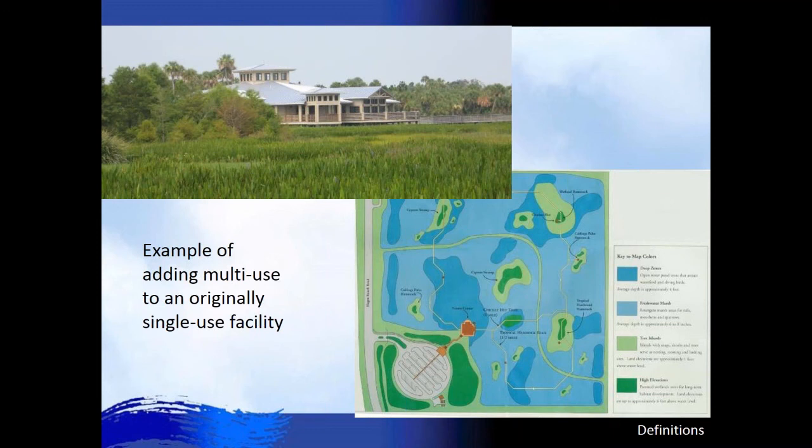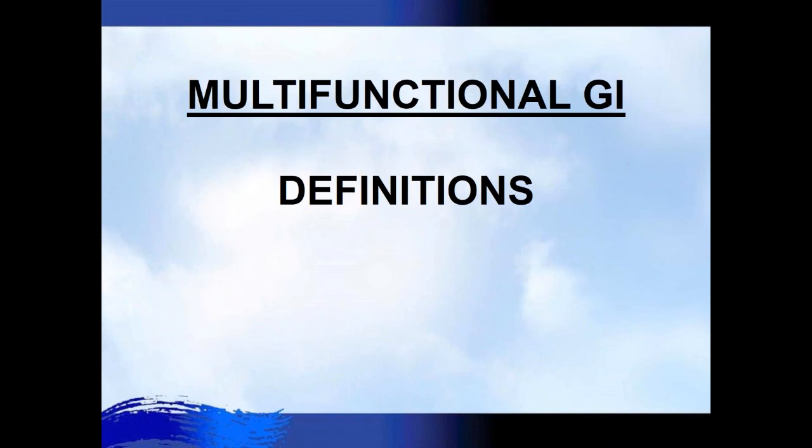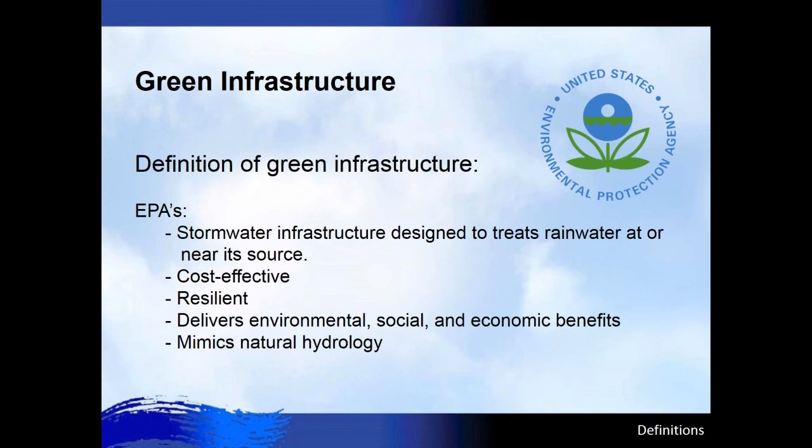So on to definitions. Fun definition. EPA's definition of green infrastructure is a cost-effective, resilient approach to managing wet weather impact that provides many community benefits. While single-purpose gray stormwater infrastructure is designed to move urban stormwater away from the built environment, green infrastructure reduces and treats stormwater at its source while delivering environmental, social, and economic benefits. I like this definition because it really plays into the multifunctionality angle that we'll talk about.